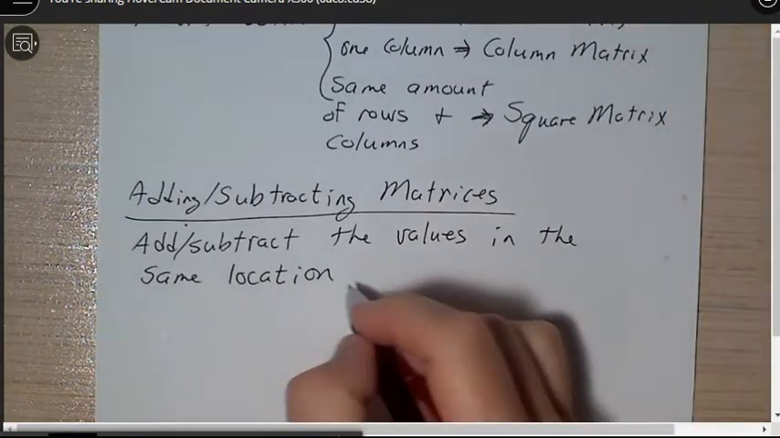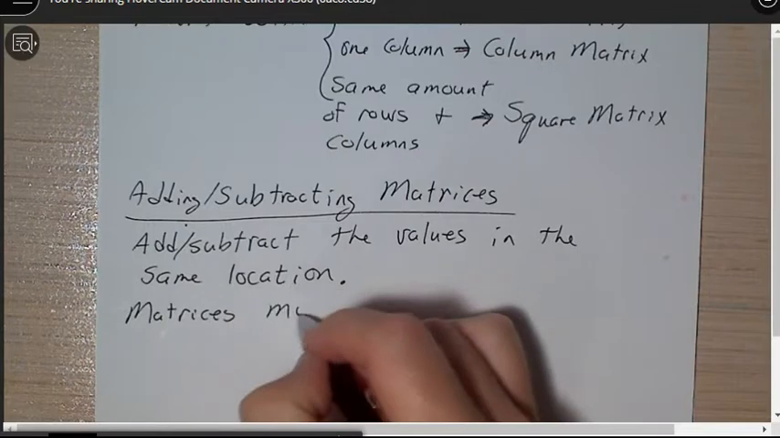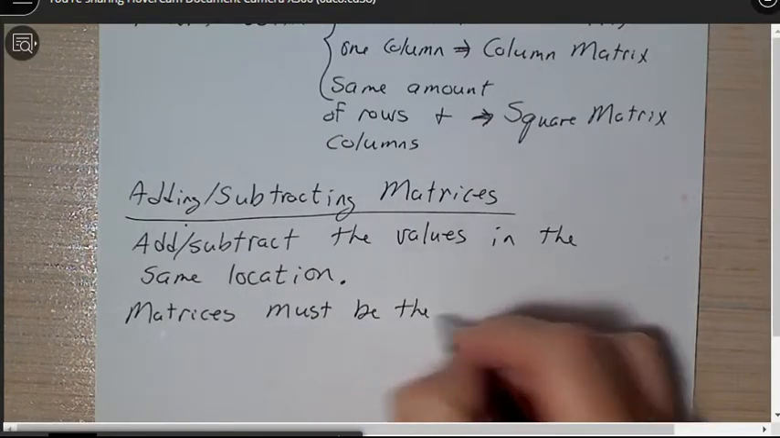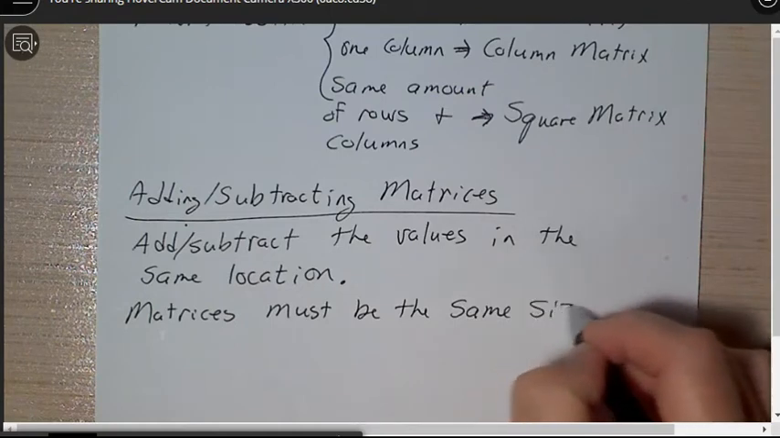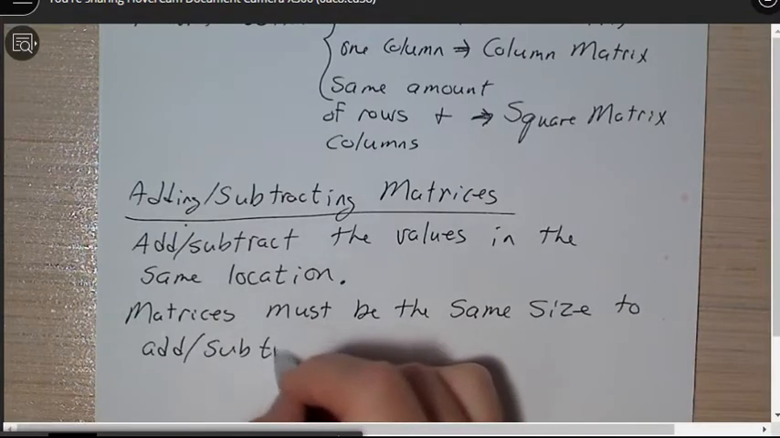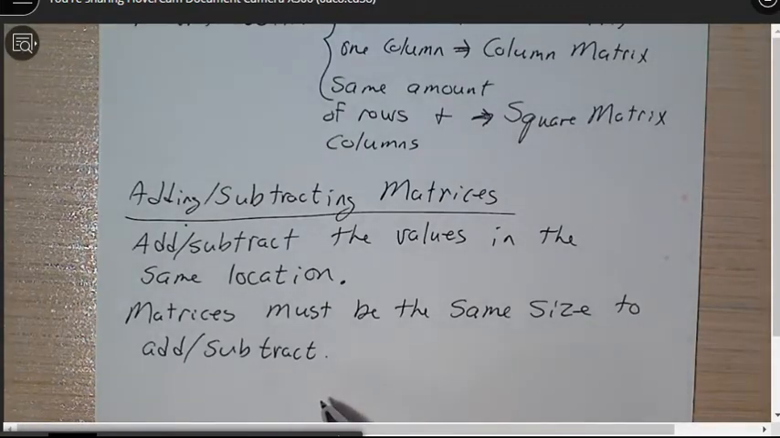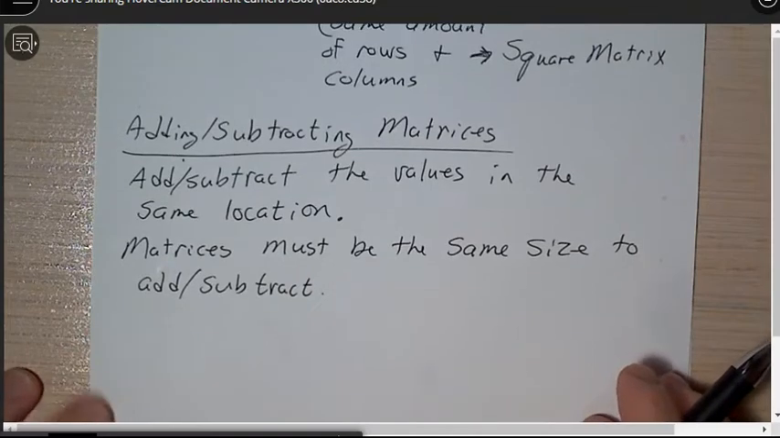Now, the one thing you have to keep in mind is that if you're going to add or subtract, the matrices must be the same size. So you can't take a 2x3 matrix and add that to a 1x4 matrix. That's really the only catch. Okay, so let me show you a couple examples of adding and subtracting. After we do that, we'll do a little bit of multiplication.